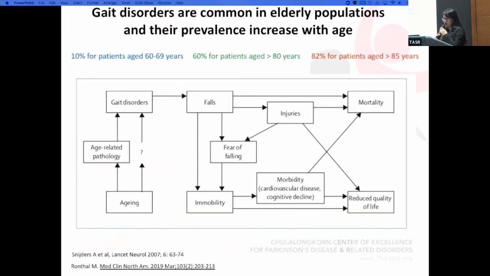Gait disorders are common disorders that are usually found in adults and increase with age. For the group of 60 to 69-year-olds, it can be seen in about 10%. But at the age of 75 or more, it can be seen in up to 82%. If you take a look at this flow chart, when patients have age-related gait disorder, falls always occur. When patients experience falls, it is always followed by either immobility, injury, or a fear of falling that causes them to end up with morbidity, decreased quality of life, and mortality.